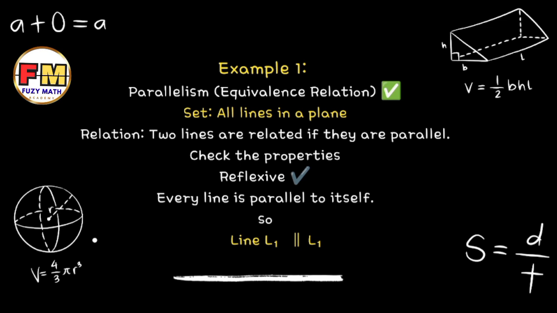Example 1. Parallelism. Parallelism is an equivalence relation. Set: all lines in a plane. Relation will be: two lines are related if they are parallel. Check the properties. First property is reflexive. Every line is parallel to itself. So line L1 is parallel to line L1, meaning that L1 is parallel to itself.